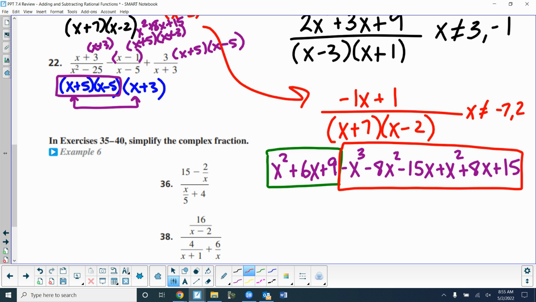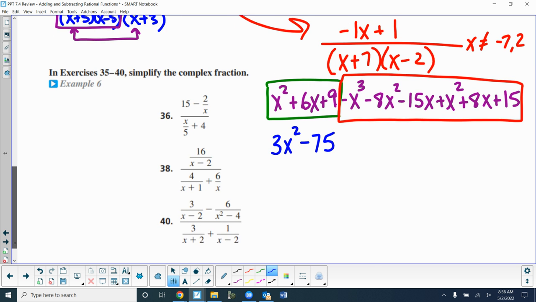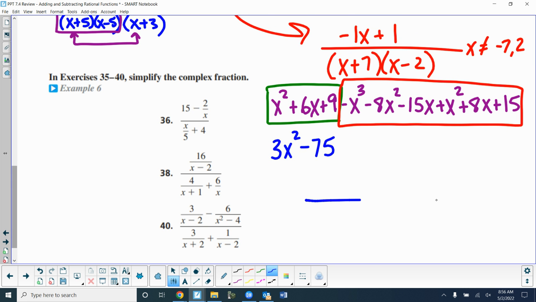It's the x squared minus 25, right? So what's 3 times x squared? 3x squared. What's 3 times negative 25? Negative 75. All right? So that's my numerator: the green box, the red box, and those blue numbers. I just combine like terms now and put everything over my denominator, which is the blue one: x plus 5, x minus 5, and x plus 3.